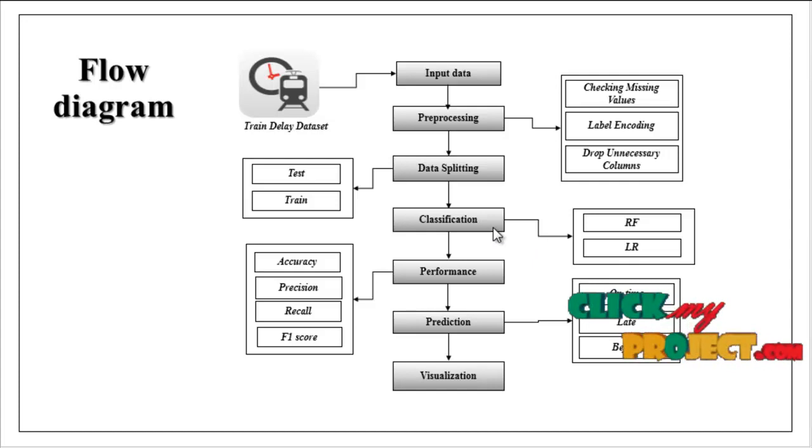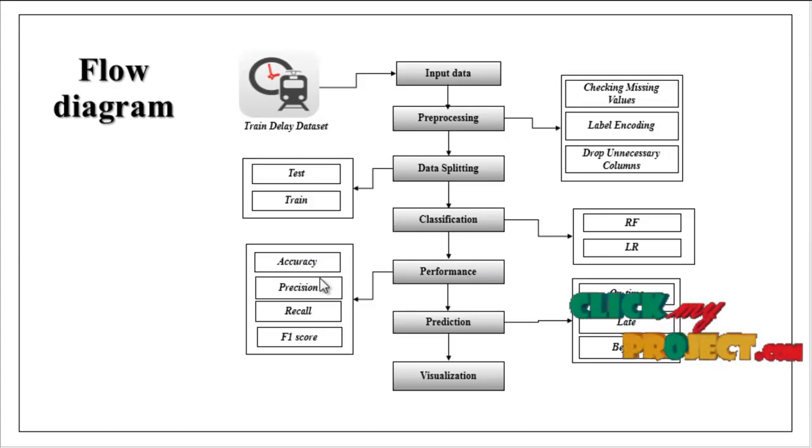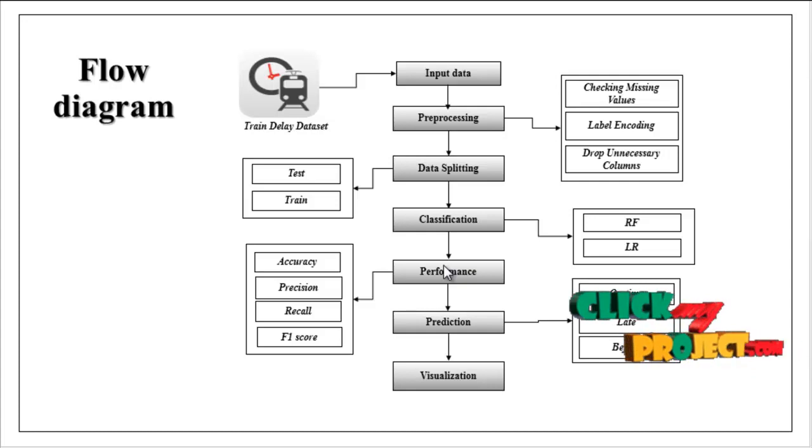With the help of the classified data, we can estimate performance metrics like accuracy, precision, recall, and F1 score. Based on accuracy, we can conclude which algorithm is efficient. Then visualization: here we compare both algorithms based on accuracy in the form of a graph. This is the flow of our project.